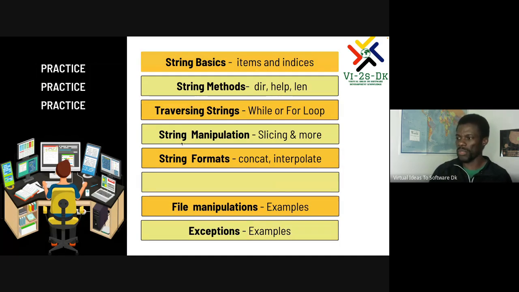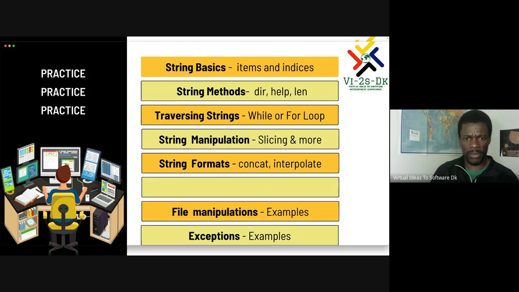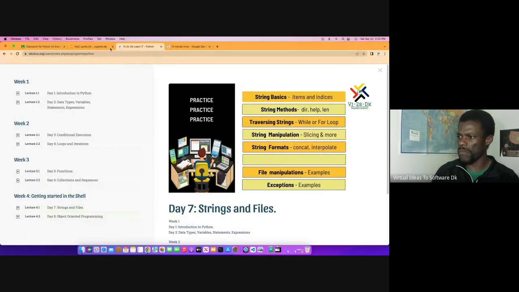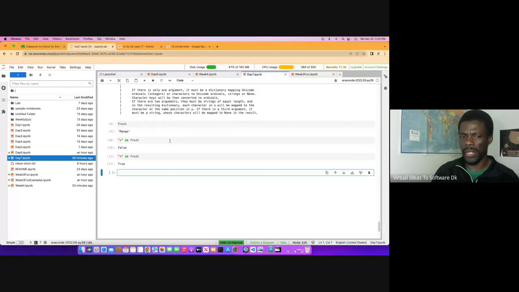So a few things we have to talk about. String basics, we've already looked at that. String methods, we've looked at that as well. If we need to traverse a string, we can use a while loop or we can use a for loop. So let me escape out of this and go into our code. What questions do you have before I jump into that real quick?